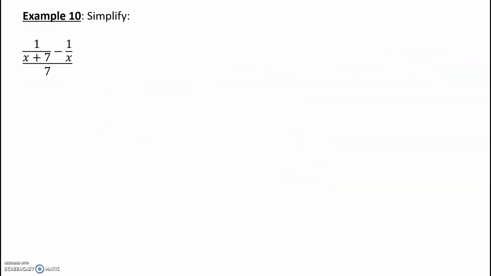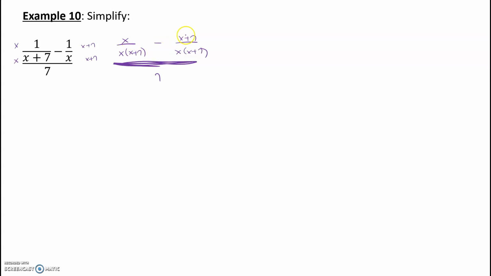Okay. And last but not least, let's look at that numerator. We're going to get a denominator of x times x plus 7, right? We got to use everything. So x times x plus 7. Looks like we got to multiply top and bottom by x, and then top and bottom by x plus 7. So here we got x, here we got x plus 7, and all of that is over 7.